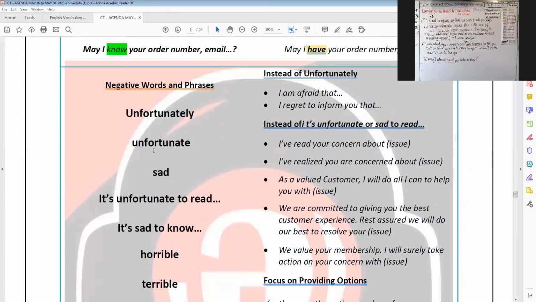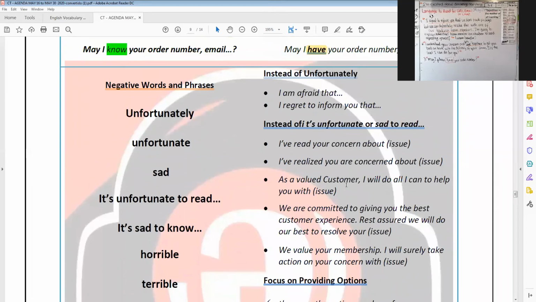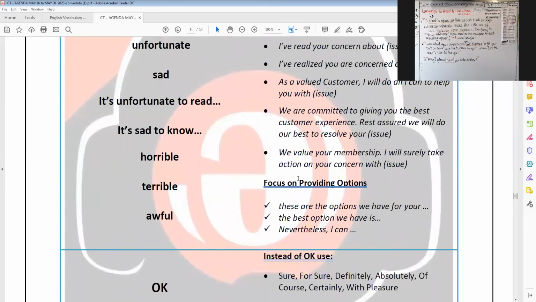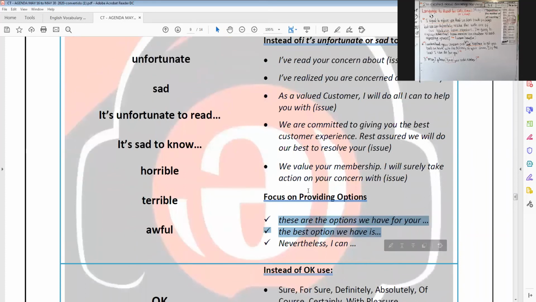Negative language, all of this stuff, unfortunate, it's sad, it's horrible, it's terrible. Let's focus more on the resolution part, on the assurance of help part, instead of focusing on the negative language, right? If we're going to position the no, let's make sure to position it correctly, right? And let's focus on options. What options can we offer to the customer instead of just sounding negative and things like that? But if we sound negative, we're not helping in the resolution process, right?